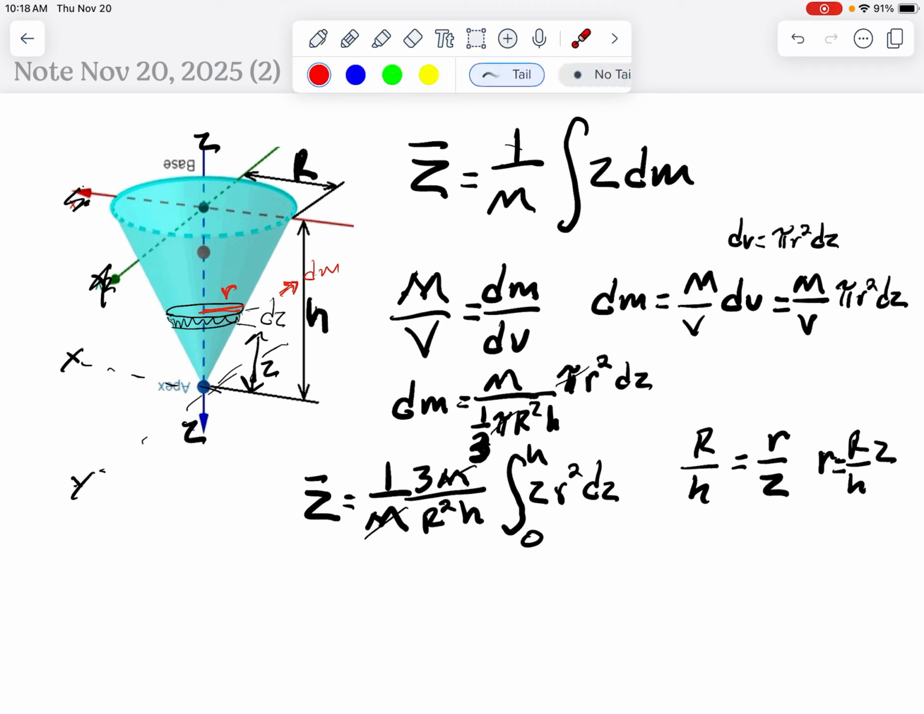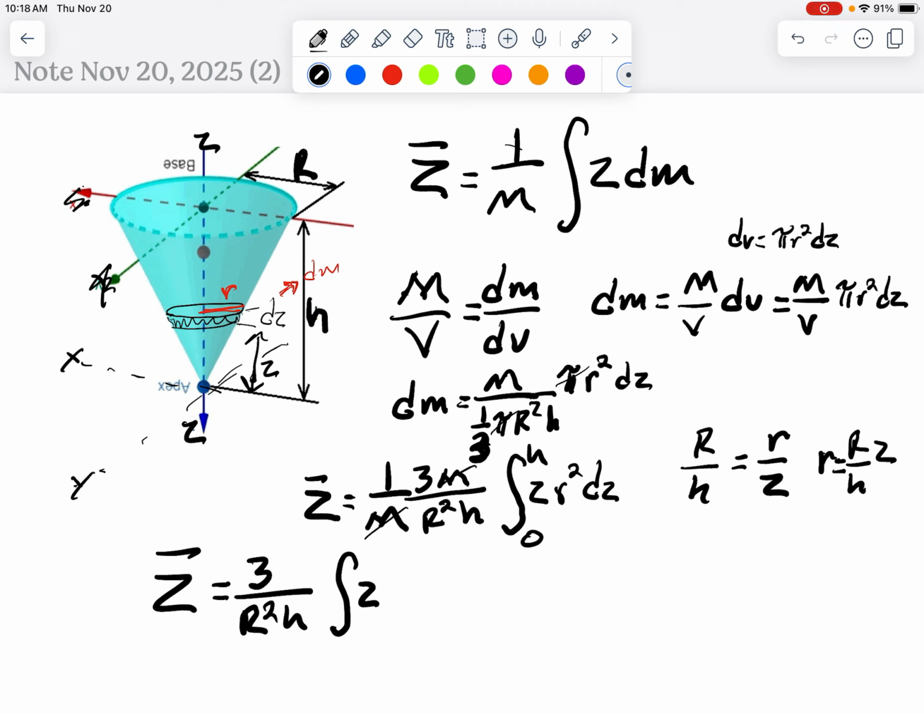But that's an r squared, right? So I've got to square that when I put that in there. So we've got the average position along the z-axis of all the mass is 3 over capital R squared h, integral of z, and then r squared is going to be capital R squared over h squared, z squared dz. And we're going from 0 to h.